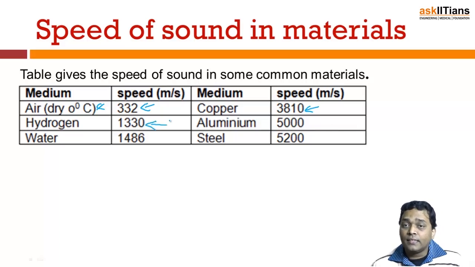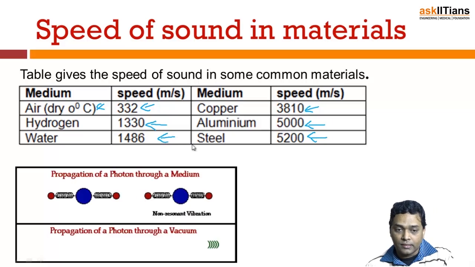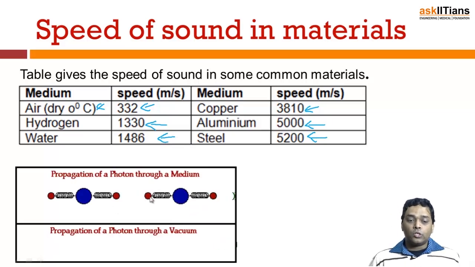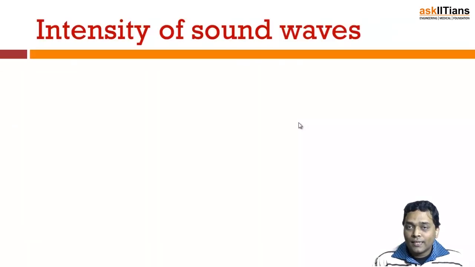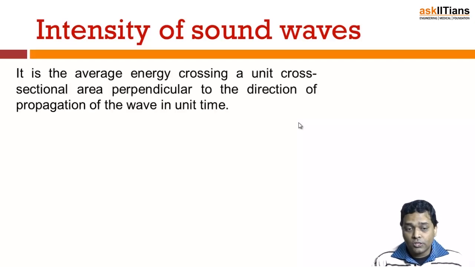As the density increases, you can see that the velocity of the sound is also increasing. So therefore, the sound moves like this. This broadly tells us what it all depends upon. Taking these things into account, now let's try to understand the intensity of sound waves.